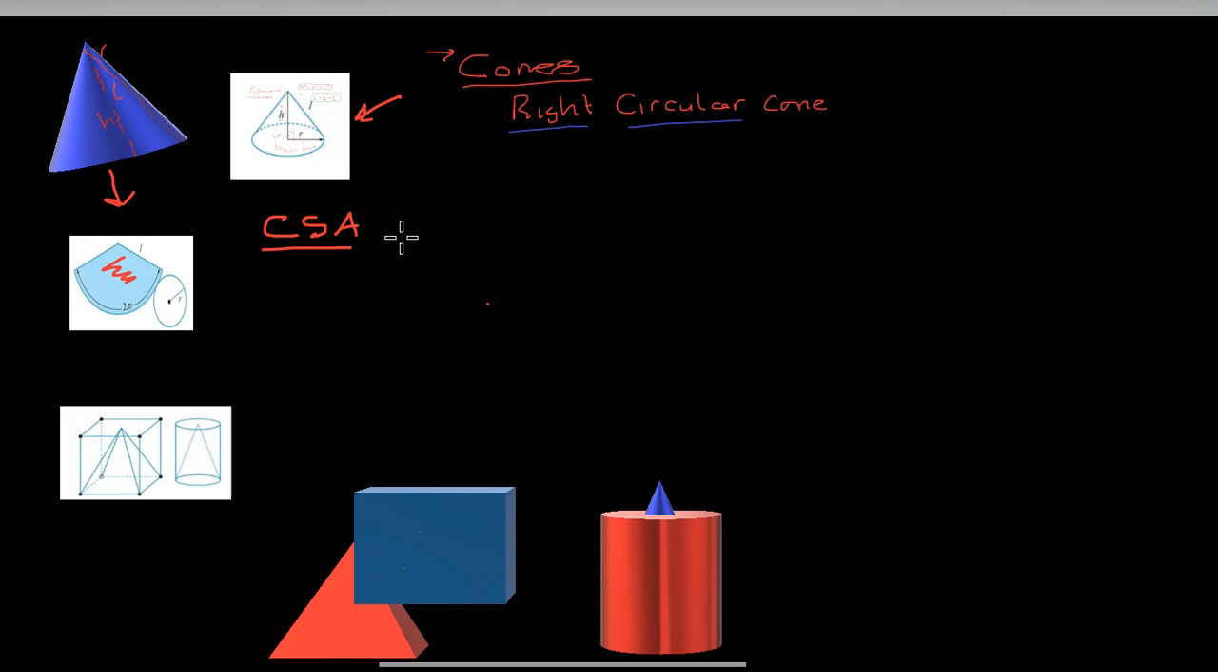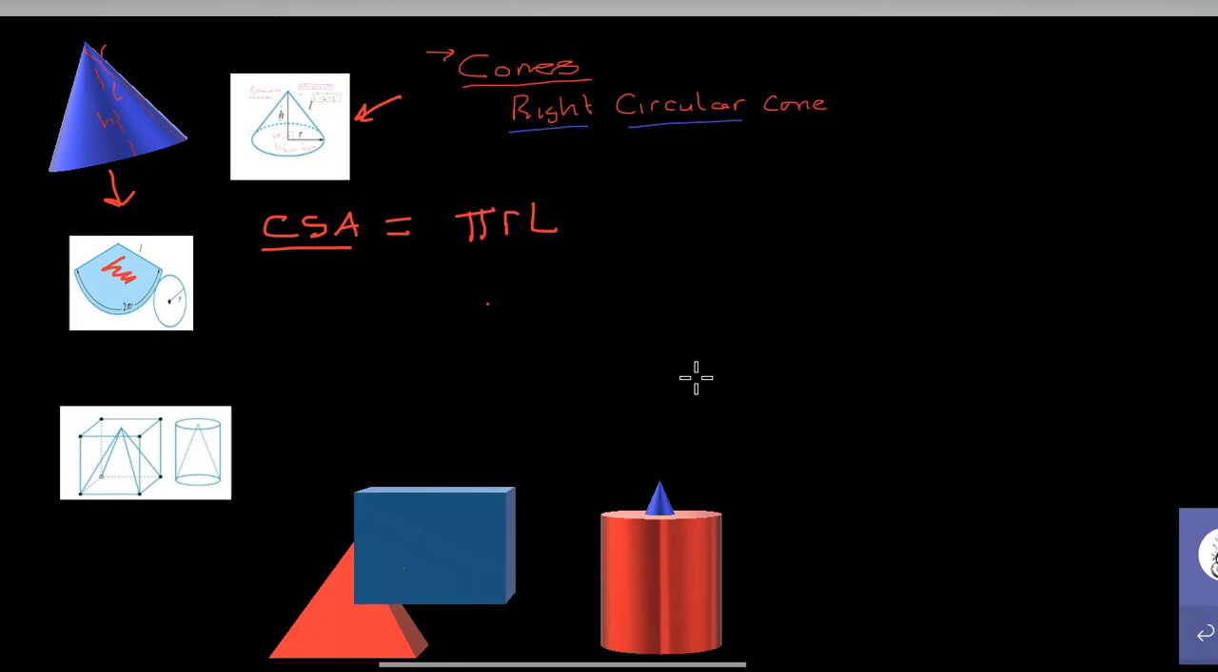The formula for the curved surface area is equal to pi r l, pi times the radius times the slant length. That's our formula, and that gets us the curved surface area.